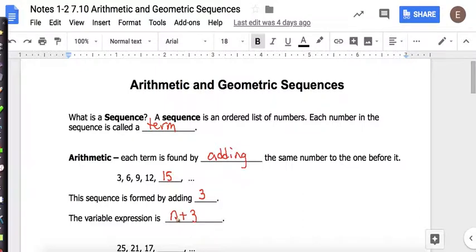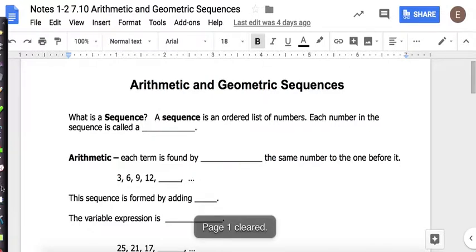And what I mean by the variable is the number in each sequence. Let's say we take 3. We replace n with it. 3 + 3 is 6. It gives us the next number. And then we could take out n and put 6. 6 + 3 is 9. 9 + 3 is 12. 12 + 3 is 15. So the variable expression describes the pattern.